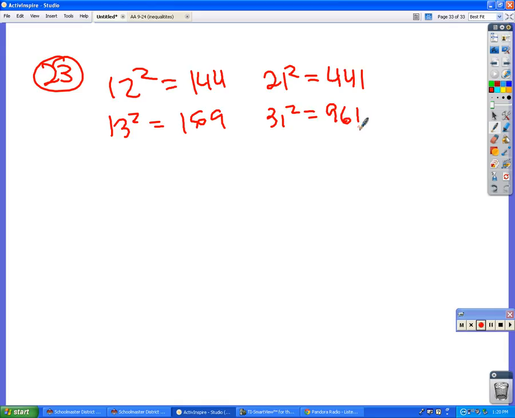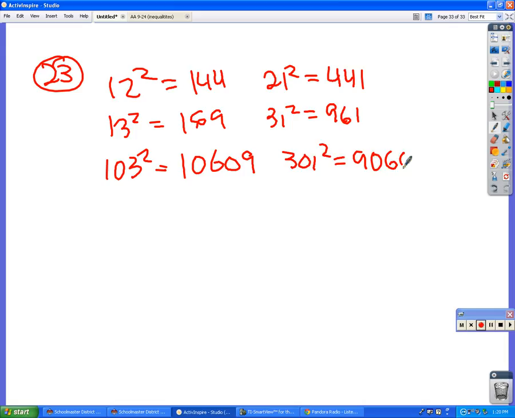Wait, you say, perhaps that only works for 2-digit numbers. Oh, yeah? Well, how about this 3-digit number? 103 squared is 10,609. 301 squared is 9,601. Okay? So it looks like if you take a number and square it, and flip the digits and square it, you'll get the flipped answer.